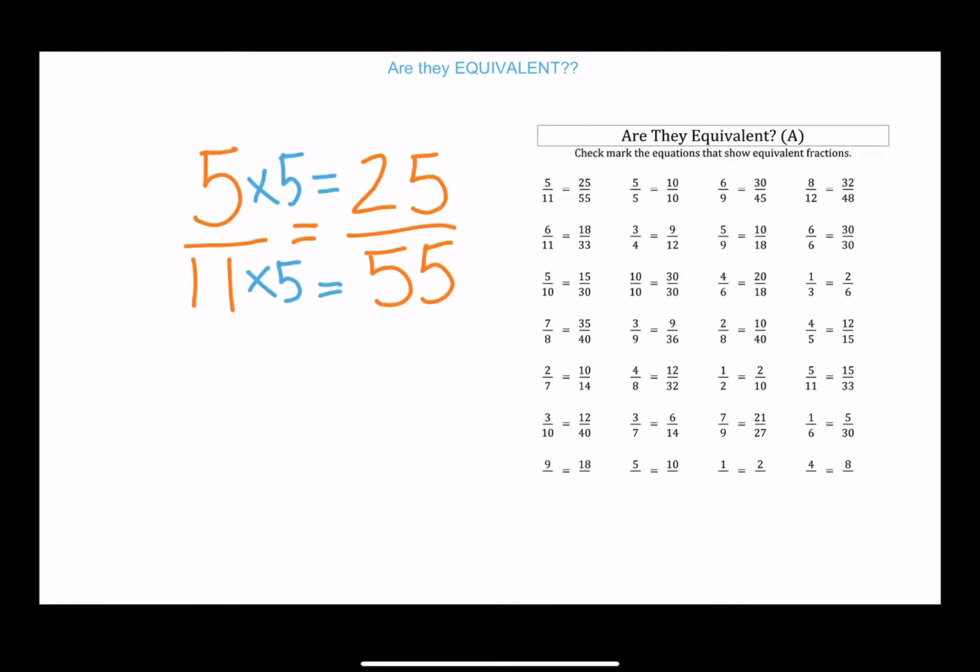All right, so use your calculator or your multiplication chart. 11 times 5 is 55. So that tells me that 5/11 is actually equal to 25/55, just like they said. That means I'm going to take my marker and circle the equal sign.